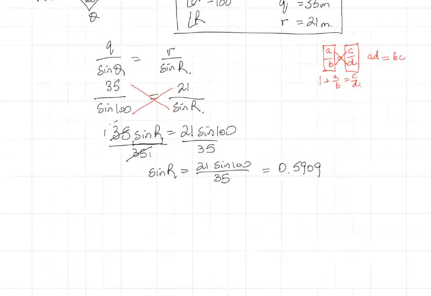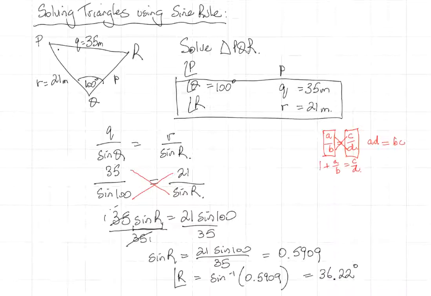Because we've got sine R is equal to 0.5909, we can say that the angle R equals the angle whose sine is 0.5909. And we can put that in our calculator and we'll get 36. Now we can do our 2 decimal places, 36.22 degrees. So that's fitted in one of our pieces of our puzzle that we're trying to do.